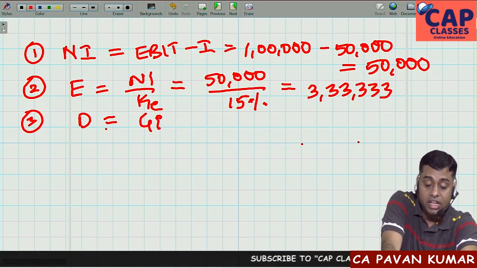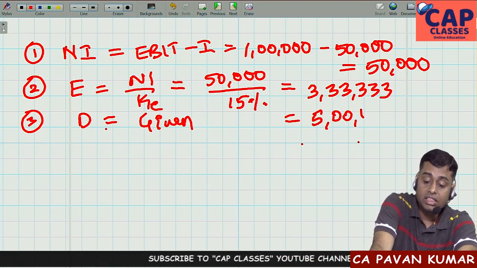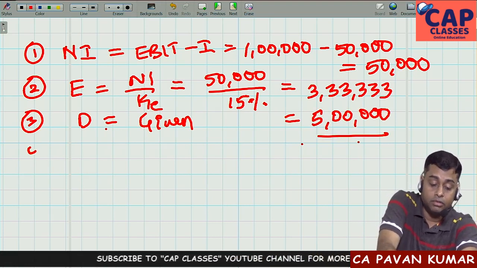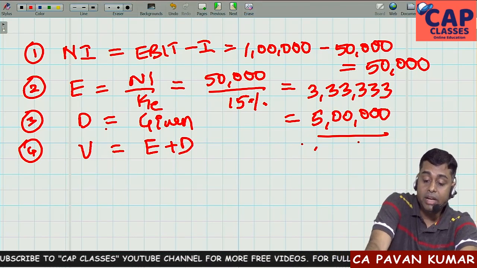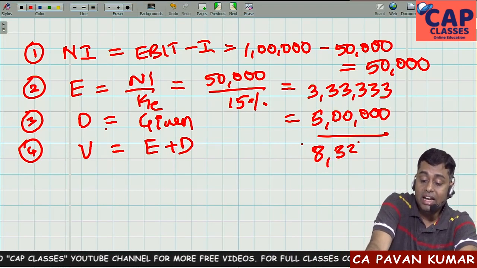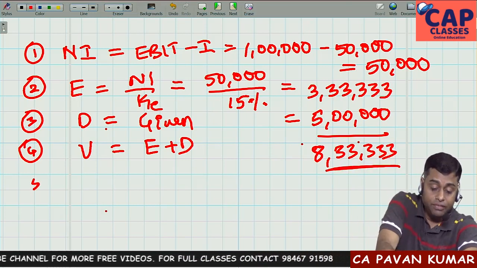So third one is value of debt. It is given in the question itself, 5 lakhs. Fourth one is calculate total value of the firm. How to calculate value of the firm? E plus D, that is equal to 8,33,333.